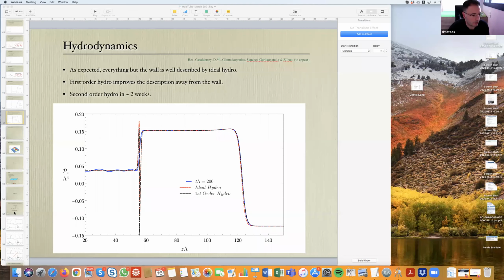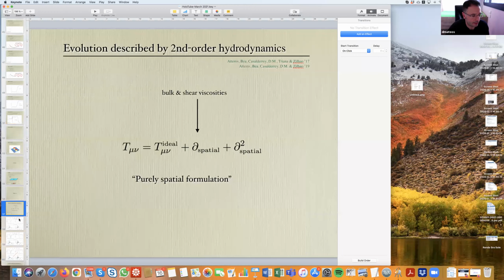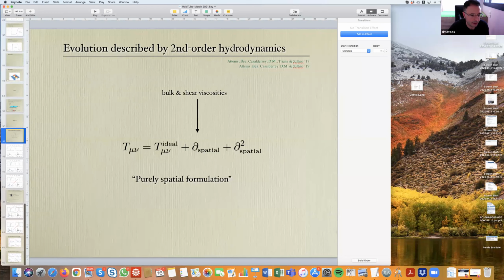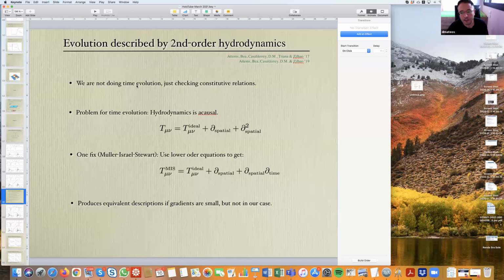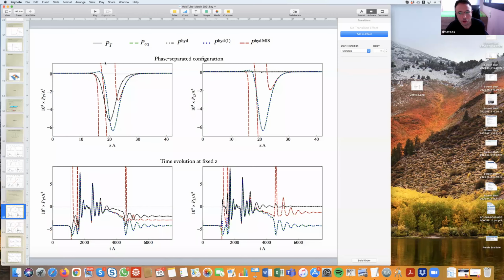So let me show it again. In these backup slides, I have this explicitly here. We're not doing time evolution. We are checking the constitutive relations. What we're doing is the following. You have an exact form of the stress tensor that comes from the gravity calculation. From that, you read off the energy density and the velocity. And then you take that and put it in the constitutive relations for the pressures.